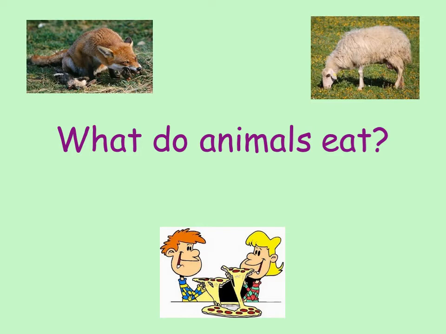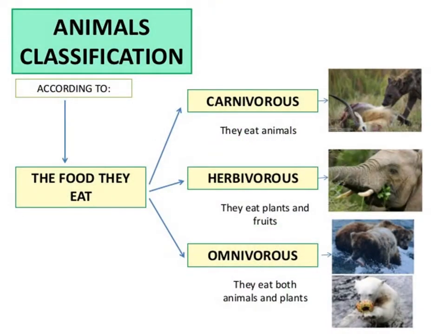What do animals eat? All living things need food to live. You know that plants make their own food in their leaves, whereas animals cannot make their own food. So they eat either plants or other animals. Based on the food they eat, the animals are broadly classified into three main groups. They are herbivorous animals, carnivorous animals, and omnivorous animals.